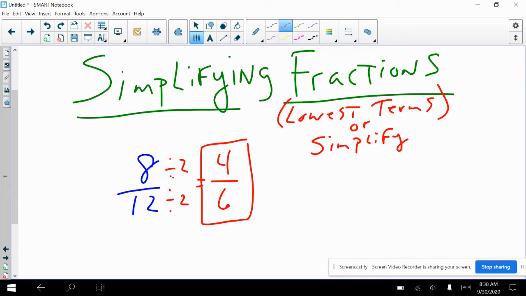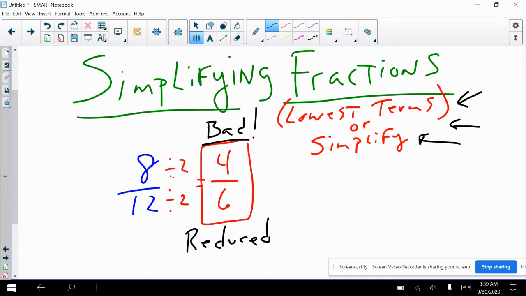Grayson? That is an equivalent fraction. That is good. That is correct. But that's not what we're after, though. This is called a reduced fraction. Reduced fractions are good or bad? Bad. What did we just say? We want everything in lowest terms.